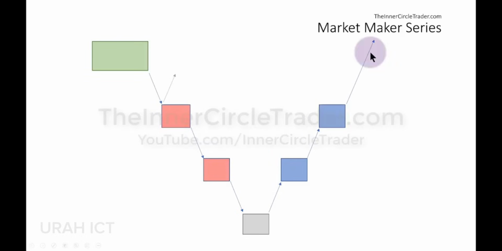This is a market maker buy model where they're taking price down, not the traders, the algorithm. All the algorithms are working together. It takes price down, then allows traders that know what to anticipate to onboard here.